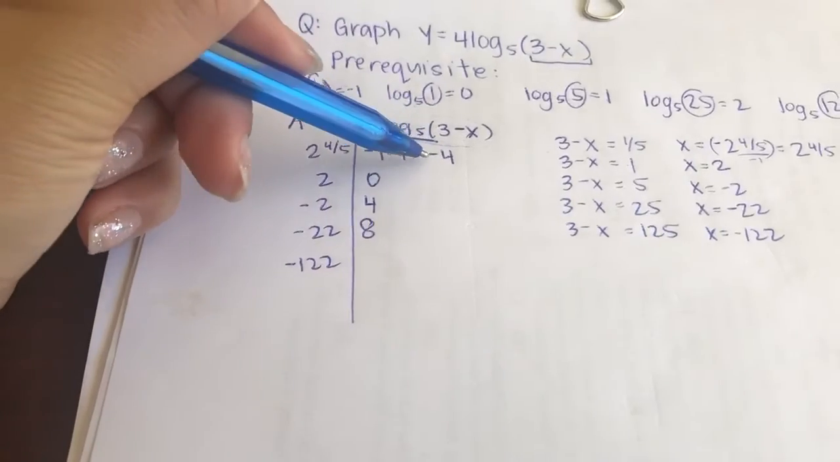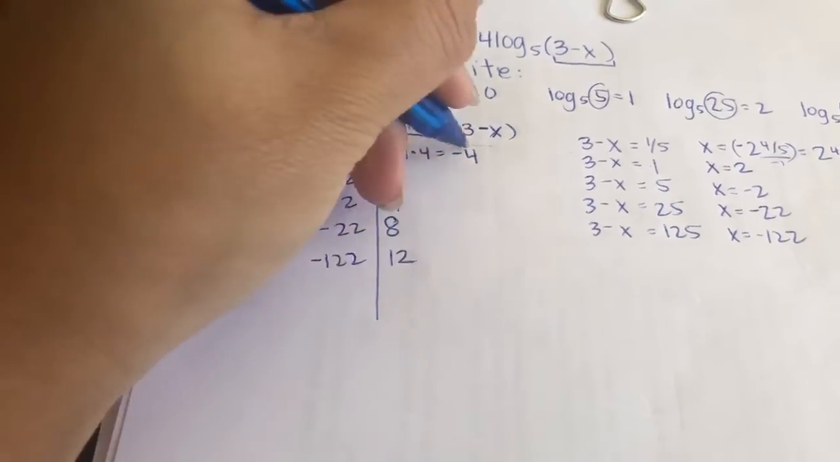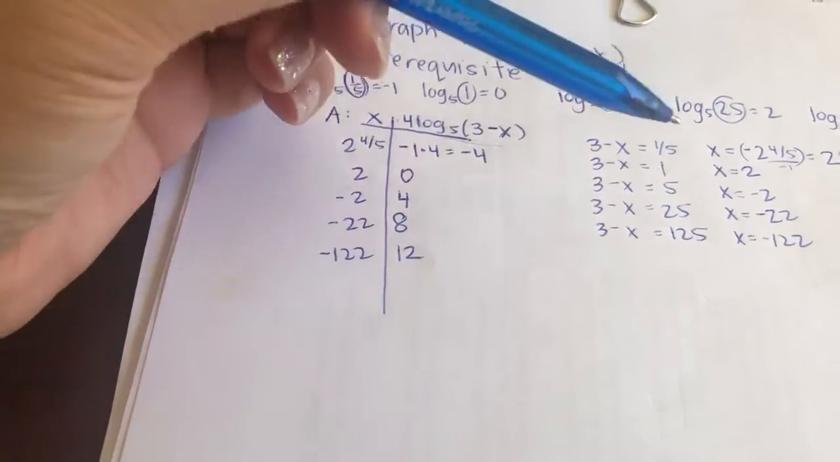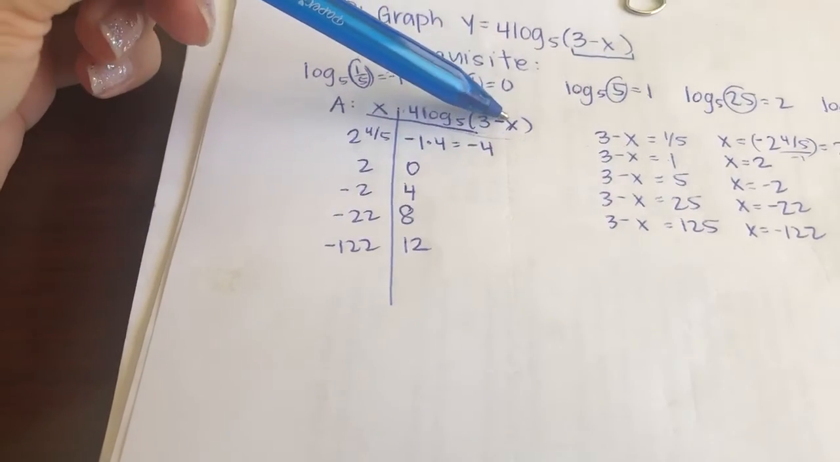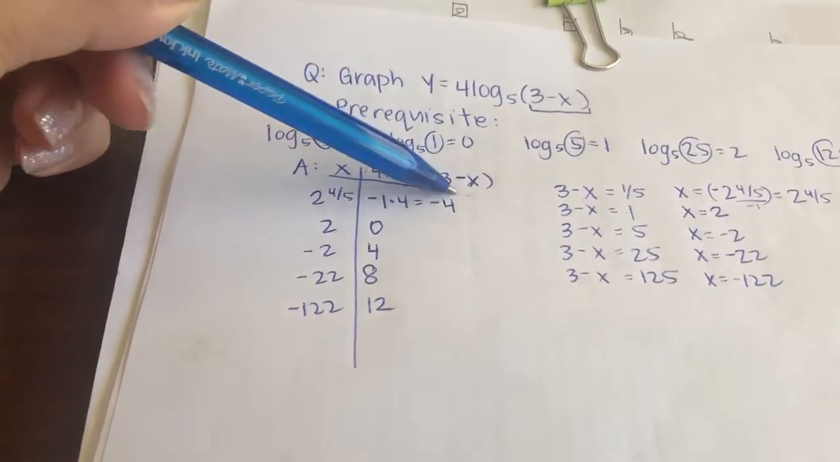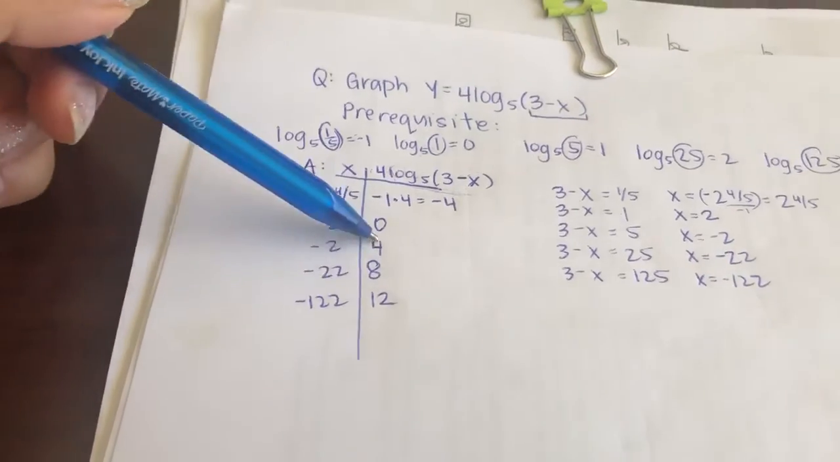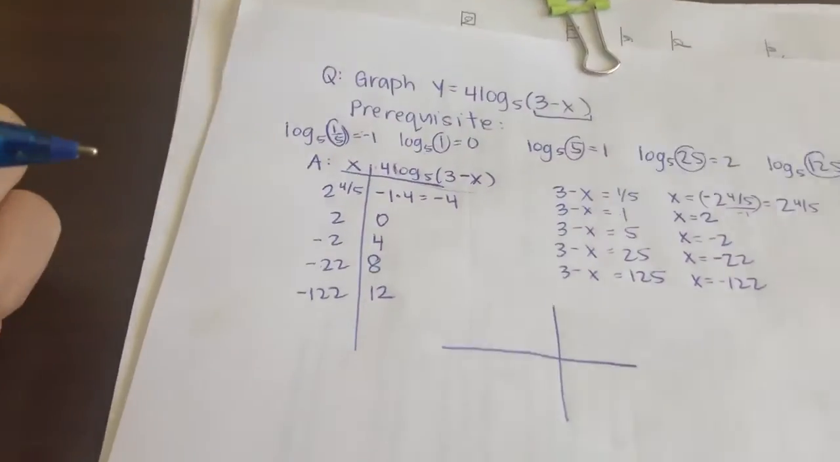On the right side we have -4, 0, 4, 8. We can predict using the pattern that the next number is going to be 12. Double check our pattern: we plug in -122. 3 minus -122 is 125. Log base 5 of 125 is 3, times 4 is 12. So there's our answer. Now that we have all these numbers, we are going to scale our x and y axes to include all of them.